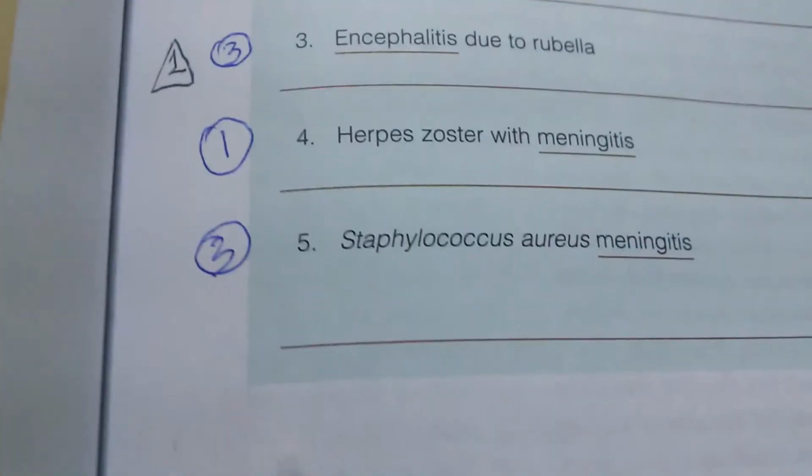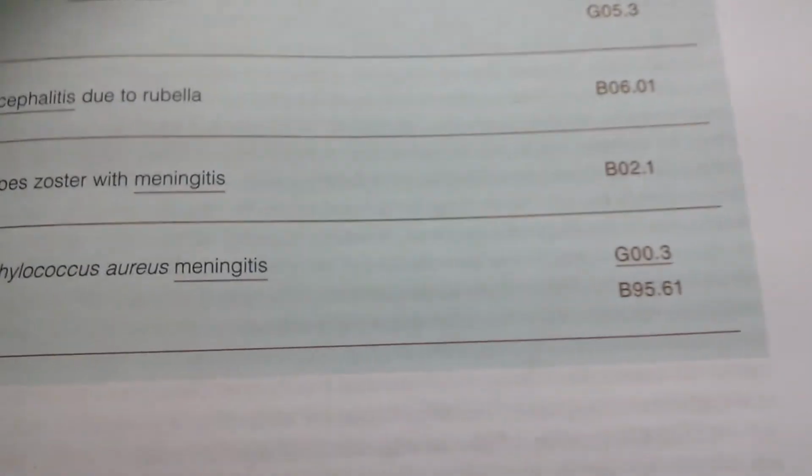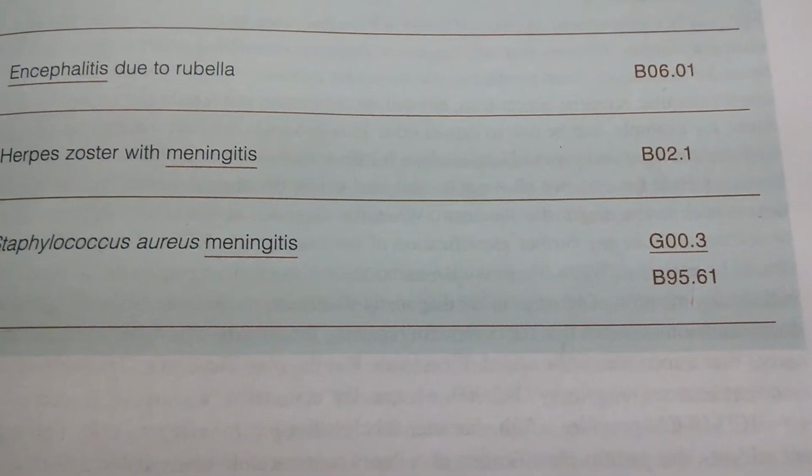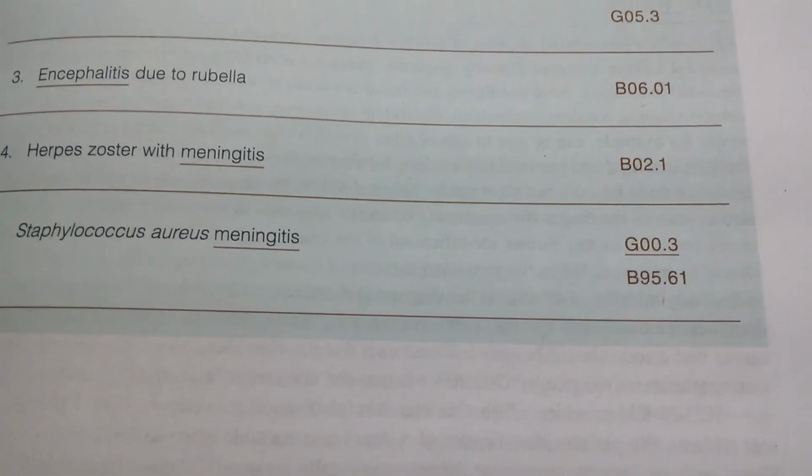And the last check that we do is with the book, and then we're going to go to Staphylococcus aureus meningitis, and the answer is what we found out, right? Can you put a little more on the light? Because there you go. It's G00.3 and B95.61. Exactly what we found out.